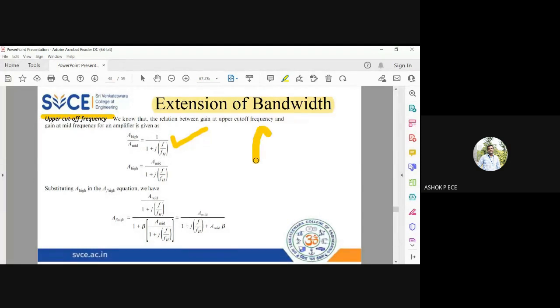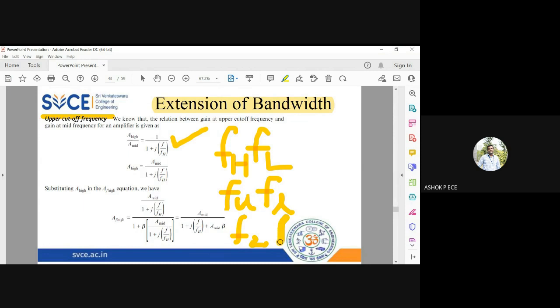Some books refer to it as FH, higher cutoff frequency, and FL, lower cutoff frequency. Some books refer to it as FU and FL. Some books refer to it as F2 and F1. All are correct, so whatever is comfortable to you, please follow that. There is no difference in the logic. The difference lies only in the variable name. FH, FL is correct. FU, FL is correct. F2, F1 is correct. If you like writing it as F upper, F lower, that is also correct.